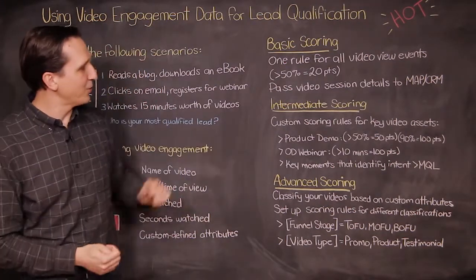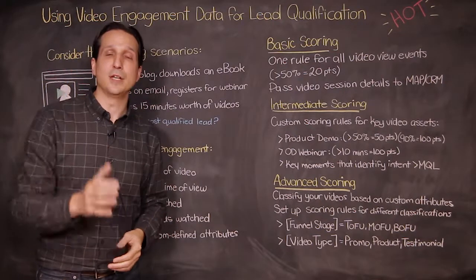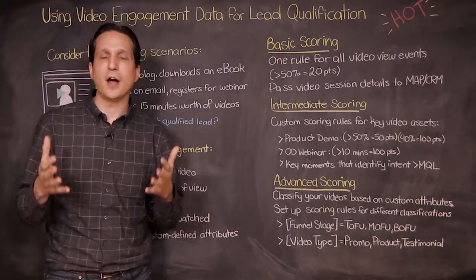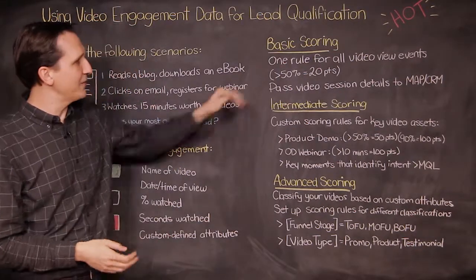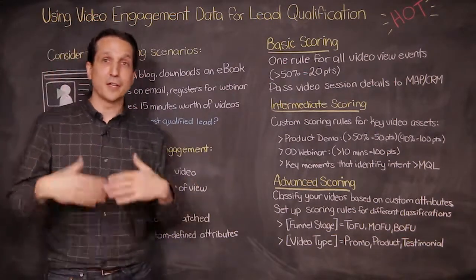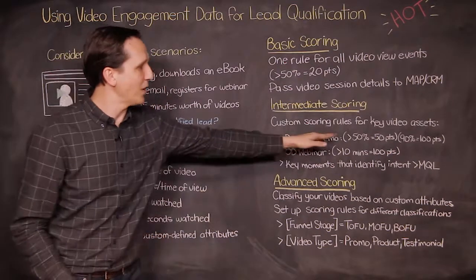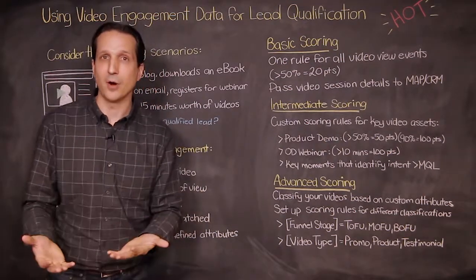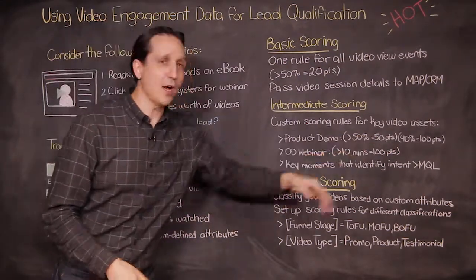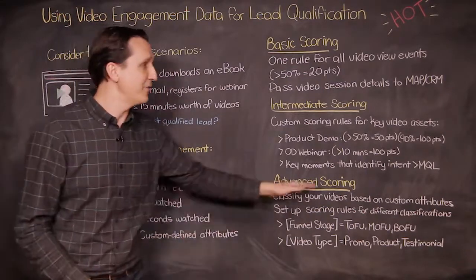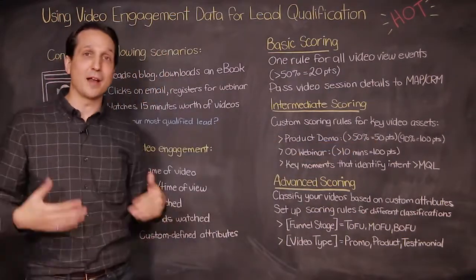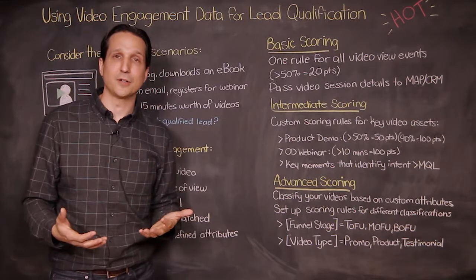So, if somebody, for example, comes and watches your product demo video on your website, this is a really high value moment. Instead of just giving them 20 points, you may create a custom rule where if video is your product demo video and they watch more than halfway through, give them 50 points. But if they watch more than 90% or all the way to the end, give them 100 points, because that's somebody that I want to flip over to sales faster.